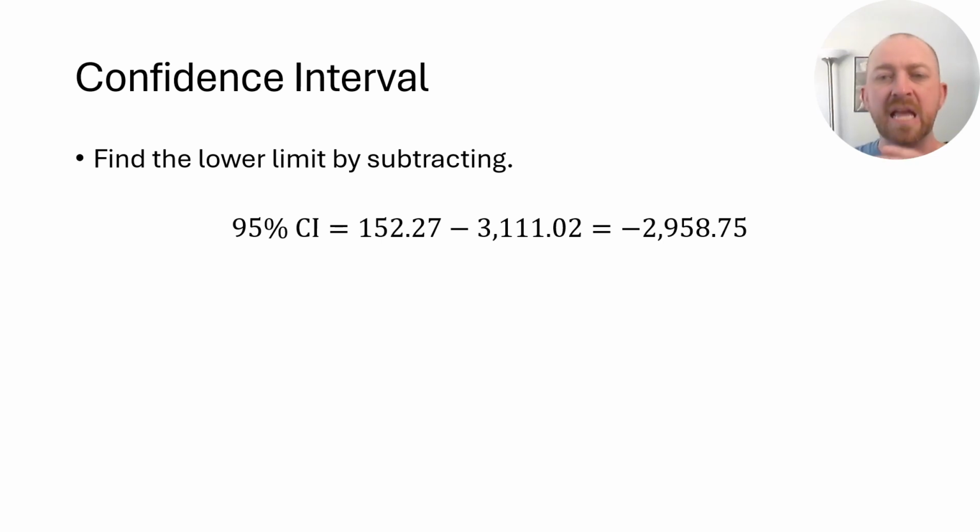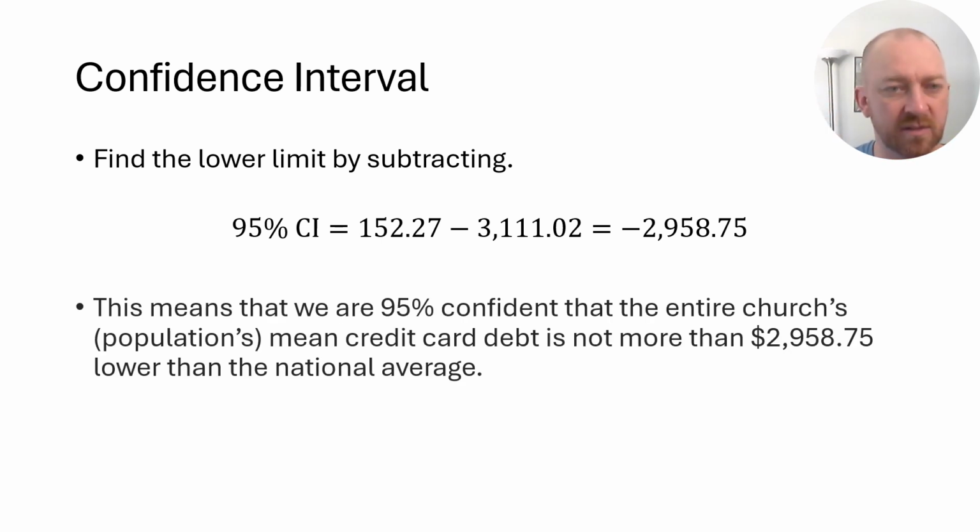Now here's where confidence intervals get kind of interesting in that we have a negative number, but what it's essentially saying is that we're 95% confident that the entire church's or population's mean credit card debt probably was not more than $2,958.75 lower than the national average. That's why the negative is there. So it's probably not, that's still a lot of debt, but probably not lower than the national average in this case. Whereas in the upper limit, we were saying it's probably not higher than that value compared to the national average, okay?